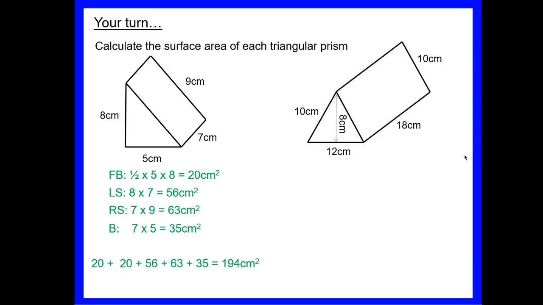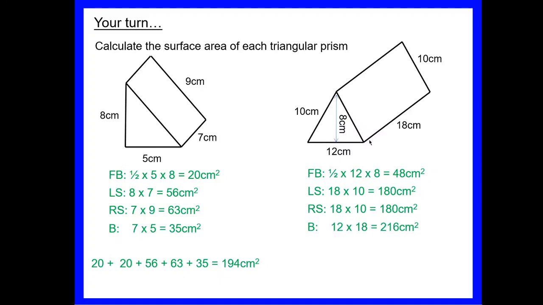Okay, our second example then, so another triangular prism. So I've got my base and my perpendicular height this time, remember at 90 degrees to my base. So my front and back are half times the base times the height, which is 48 centimeters squared. I've got my left side, so over here, which is 10 times 18, 180 centimeters squared. My right side is also 10 by 18, 180 centimeters squared. And then the base, which is 12 by 18, 216 centimeters squared. Add the 5 values together, so 2 triangles, left, right, and base, comes to 672 centimeters squared.